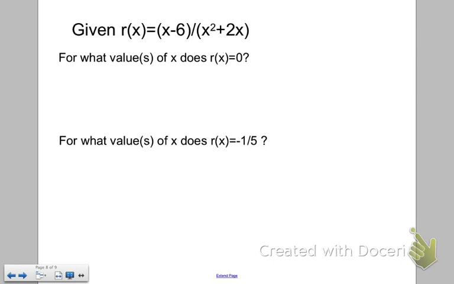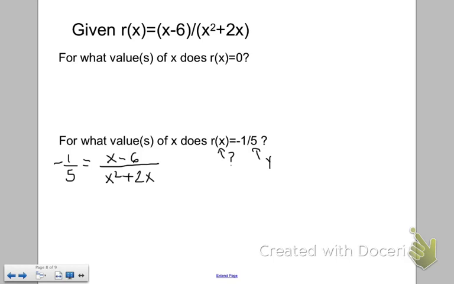Alright, same function. We're still looking at that x minus 6 over x squared plus 2x, but now we want to figure out for what values of x does r of x equal negative 1/5. So we're still looking for that x value, but we know that our y value is going to be negative 1/5. So we're going to say negative 1/5 equals x minus 6 over x squared plus 2x.